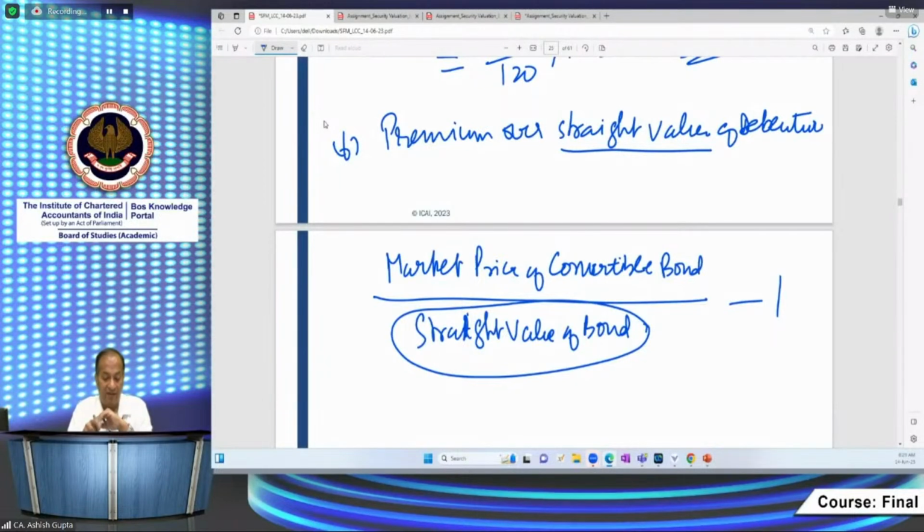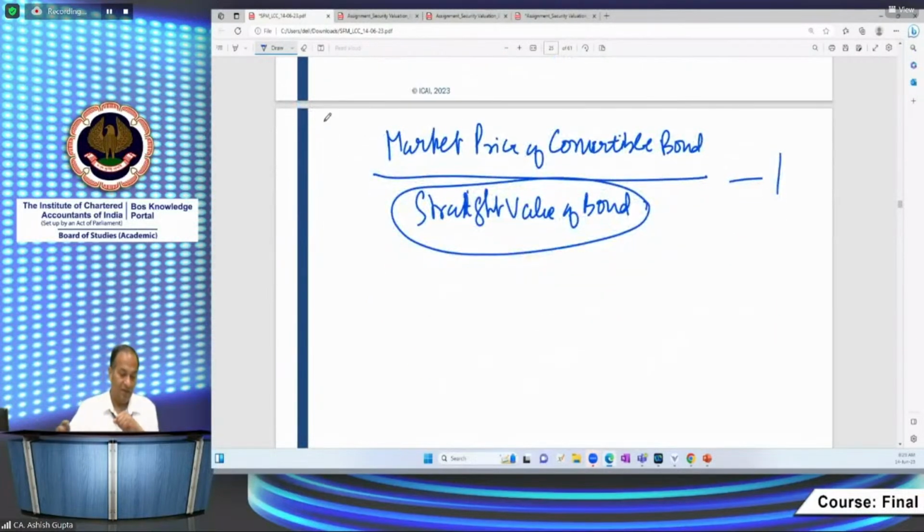स्टूडेंट एक बात ध्यान रखिए, स्ट्रेट वैल्यू का मतलब ये है कि अगर आपको बॉन्ड में कन्वर्जन का ऑप्शन नहीं है तो उसकी वैल्यू क्या बनती है आज के वाईटीएम के हिसाब से, वही आपने यहाँ पे दिखानी है, क्योंकि तभी आपको पता लगेगा कि मैं कितना प्रीमियम दे रहा हूँ। So only then you can come to know how much premium I am paying.